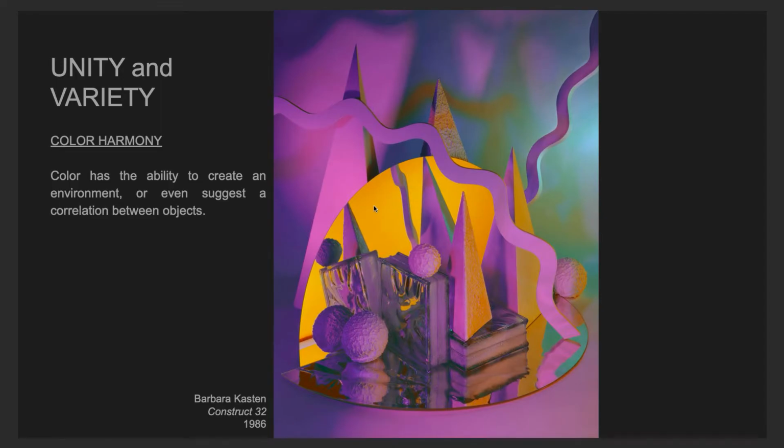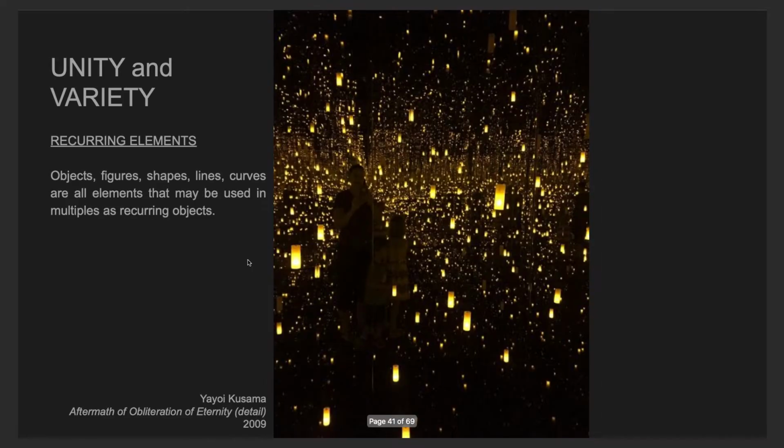Color harmony creates unity. So we have cool colors, purples and blues and greens, all on the cool side of the spectrum. And then we have a complementary yellow color, complementary to the purple. Recurring elements create unity.